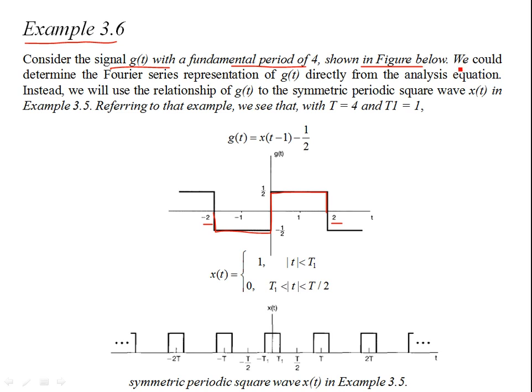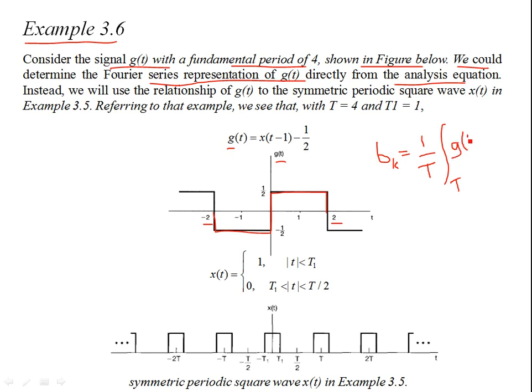So what we can do is determine the Fourier series representation of g(t) directly from the analysis equation. For this g(t), let's say the Fourier coefficients are represented by b_k, where k is the harmonic index. You can evaluate the Fourier coefficients directly using the Fourier analysis equation over one time period, which is 4. This is T, capital T. You can evaluate the Fourier coefficients directly.